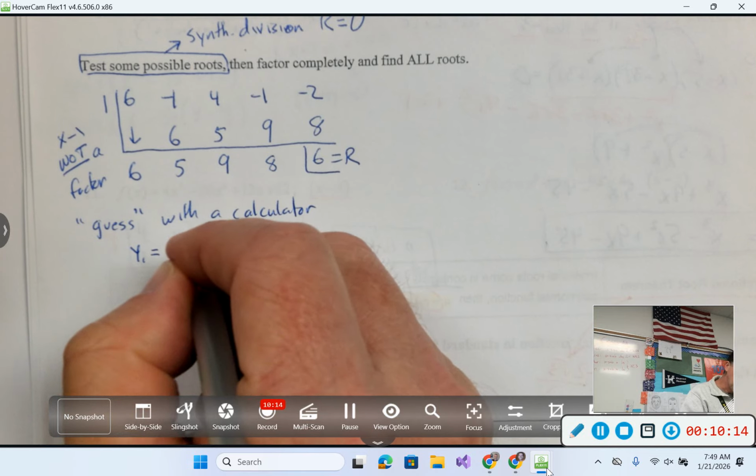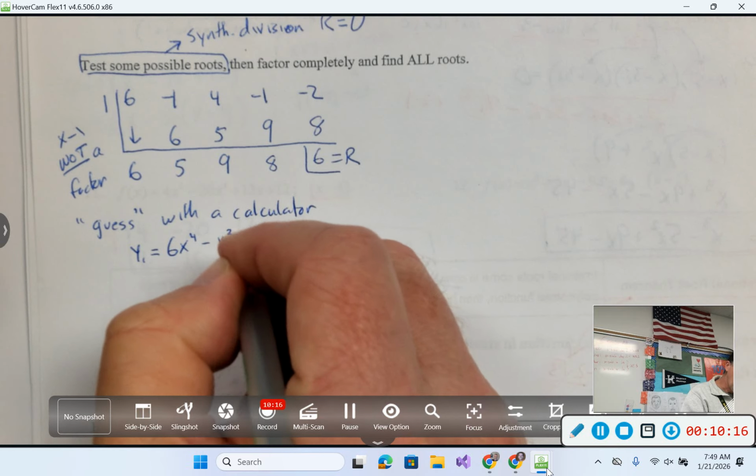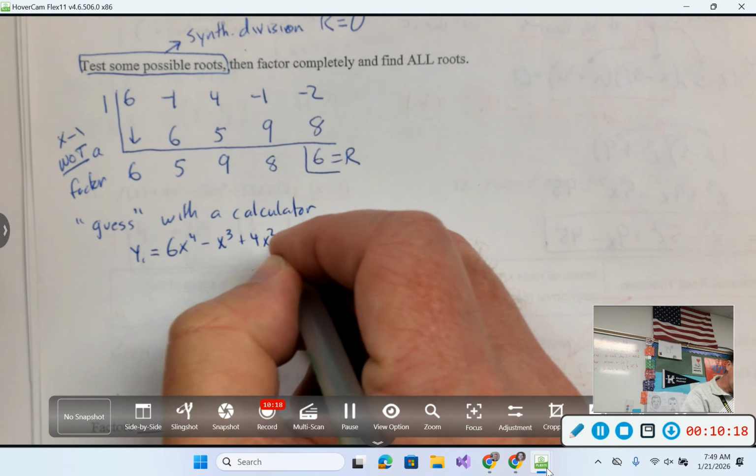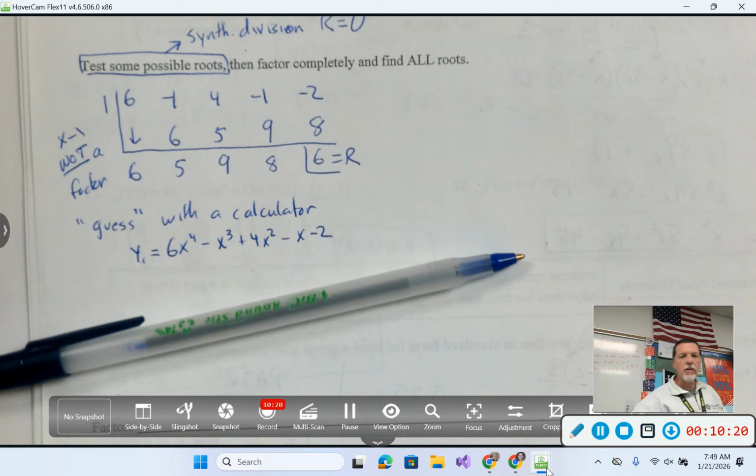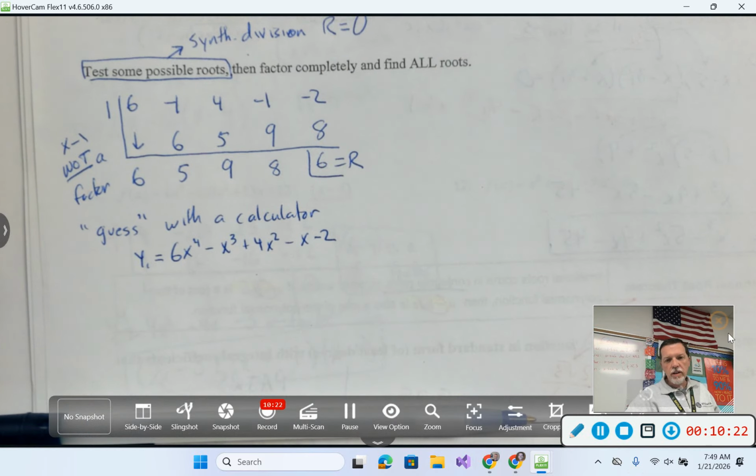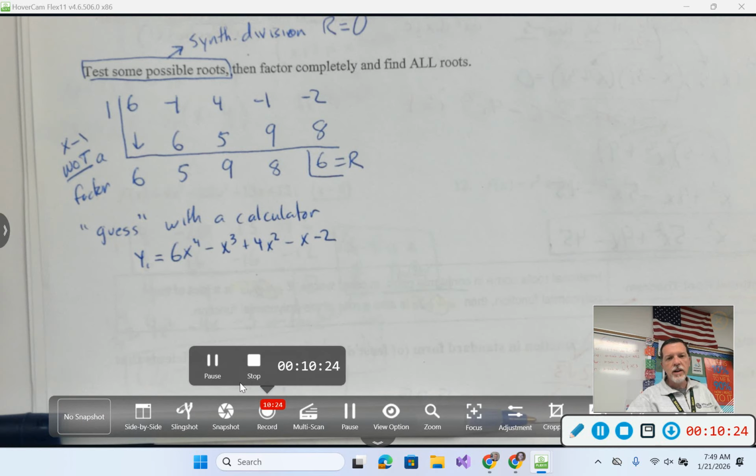So let's grab a calculator. I'll pause the video here so everyone can grab one, the 84s are at the front.